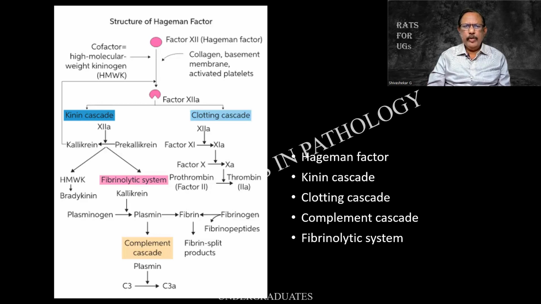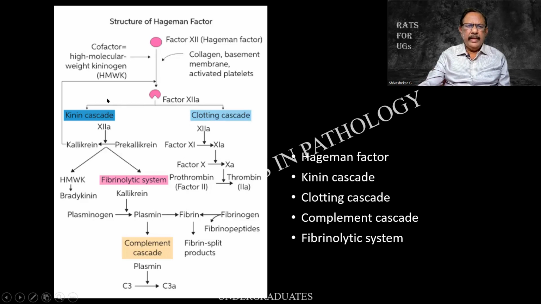This will be the prototype that you will have to follow, and it is not very difficult to memorize. So factor 12 becomes activated to factor 12A. Then 11, 11A, 10, 10A, 9, 9A, and prothrombin to thrombin. So the clotting cascade proceeds in one direction.